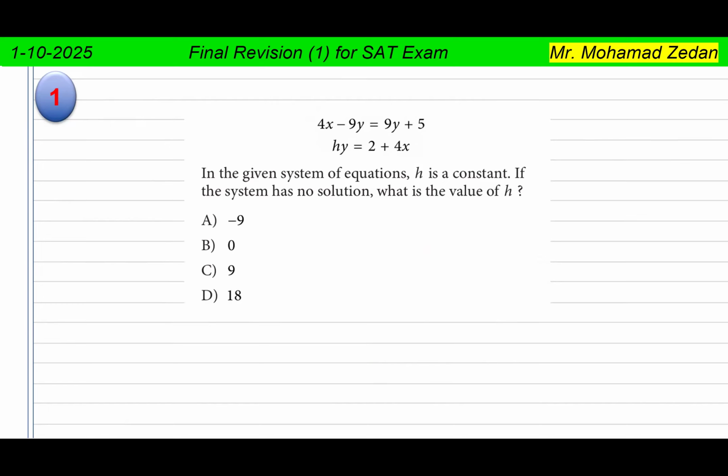I think this one you can use Desmos to solve as well. In the given system of equations, h is a constant and the system has no solution. What is the value of h? Please, each one of you, just insert these two equations in Desmos and solve it. Or by using algebra if you want, just make the ratio between the x values and y values equal, and you will get the answer.